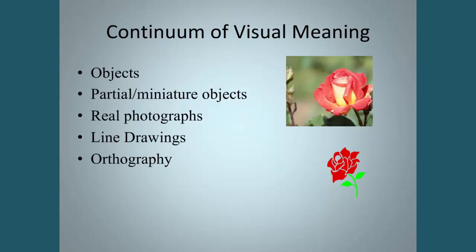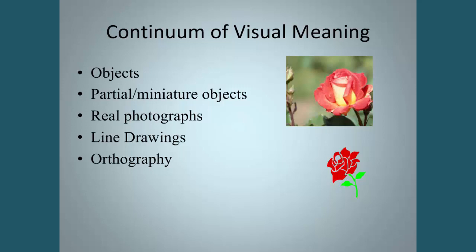So the continuum of visual meaning is objects are the easiest. So I give you a glass and I want a drink of water. A glass stands for a glass. So there's no separation in what it stands for. It is what it is. Or a partial miniature object can stand for something. Sometimes I'll use, when I'm toilet training, those little tiny plastic toilets that flush that you get at Spencer's Gifts. They come on a little keychain because it's kind of tough to drag a real toilet around. So sometimes I'll use that.